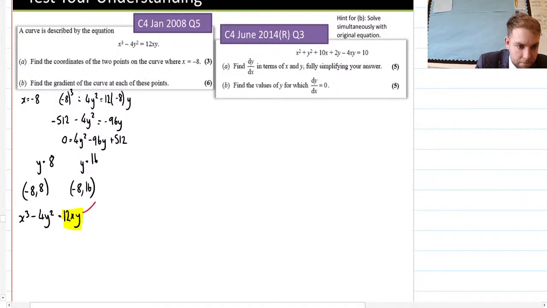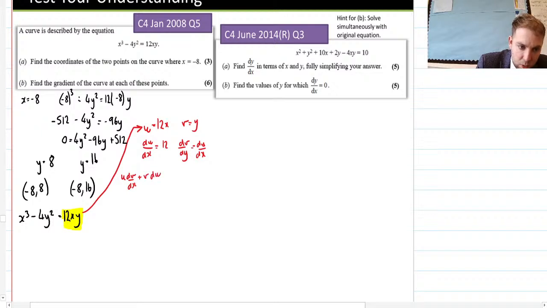Let's do it over here. So u is equal to 12x, v is equal to y. du by dx is equal to 12, dv by dx is equal to dy by dx. So then u dv by dx plus v du by dx is equal to, u is 12x, so 12x dy by dx plus v, which is y, times 12, so 12y. Nice. Okay, so we've done that now.